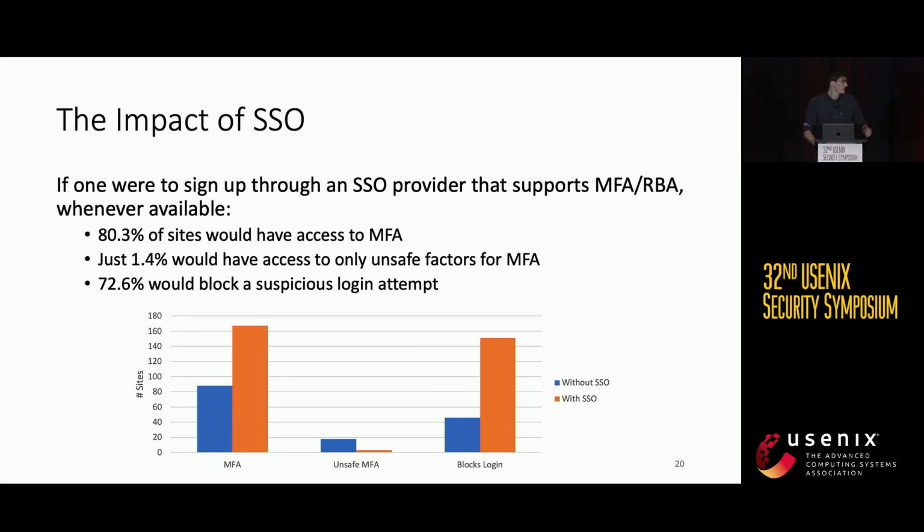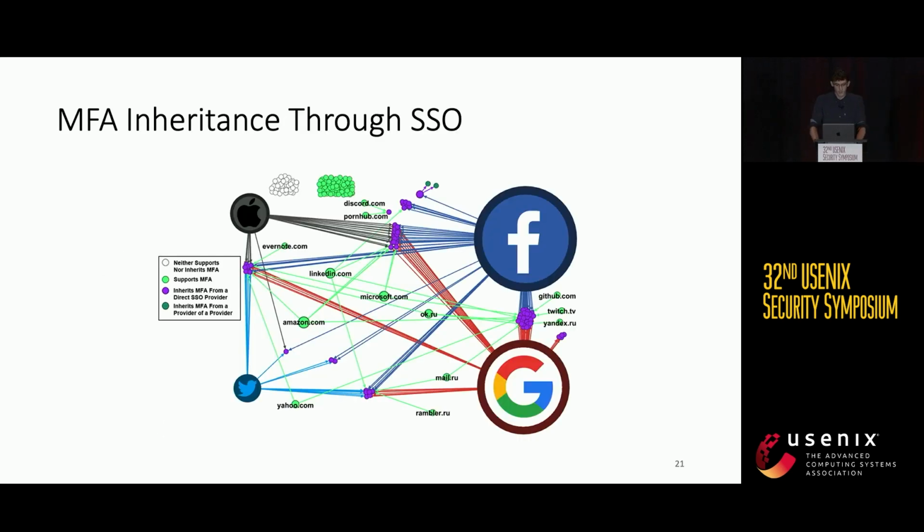This graph sort of visualizes that, with the number of sites with certain behavior before SSO in blue and after in orange. This is a nice visualization of the SSO relationships in our dataset. So each node in this plot is a website. The purple nodes are sites that did not have MFA, but that inherit it directly from an SSO provider, which has the outgoing edge to that purple node. What you can see is that there's really 4 key players that end up providing MFA to the rest of the web through SSO: Facebook, Google, Apple, and Twitter. It was still Twitter when we ran our study.